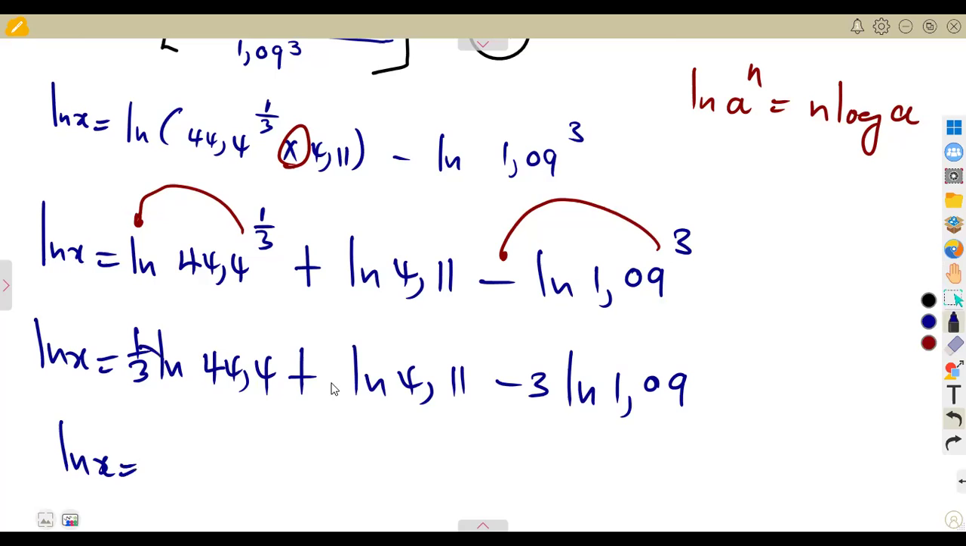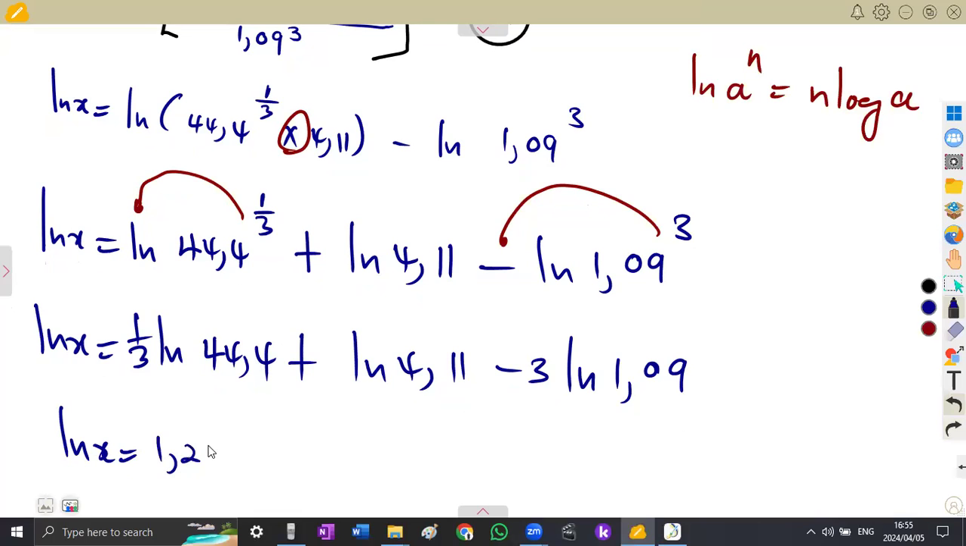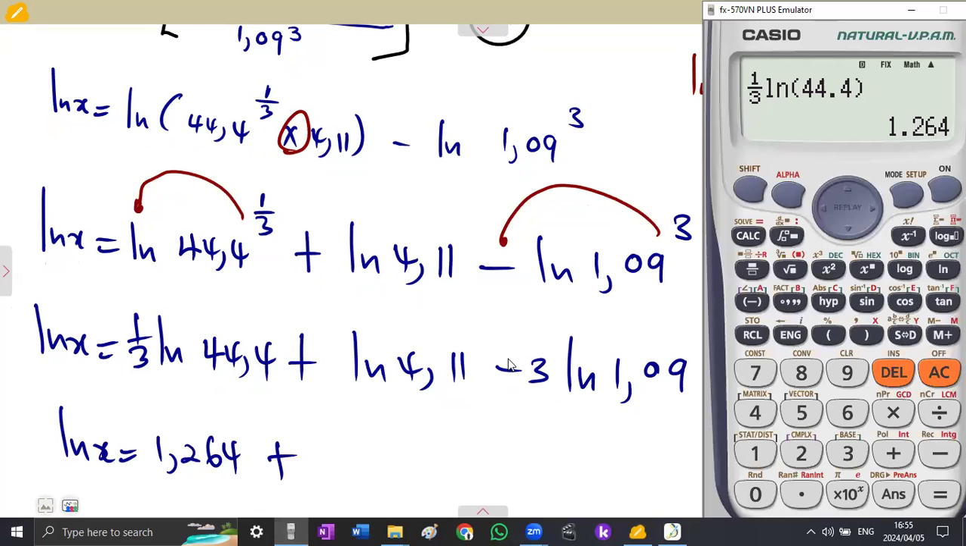The ln of x is equal to what? Simplify each and every part on the right-hand side on your calculator. All right, so this is what we're going to have. So meaning to say, we are going to have 1 over 3, the ln of 44,4, like this. And this is going to give us 1,264. Plus the ln of 4,11, like this. And this is going to give us 1,413.